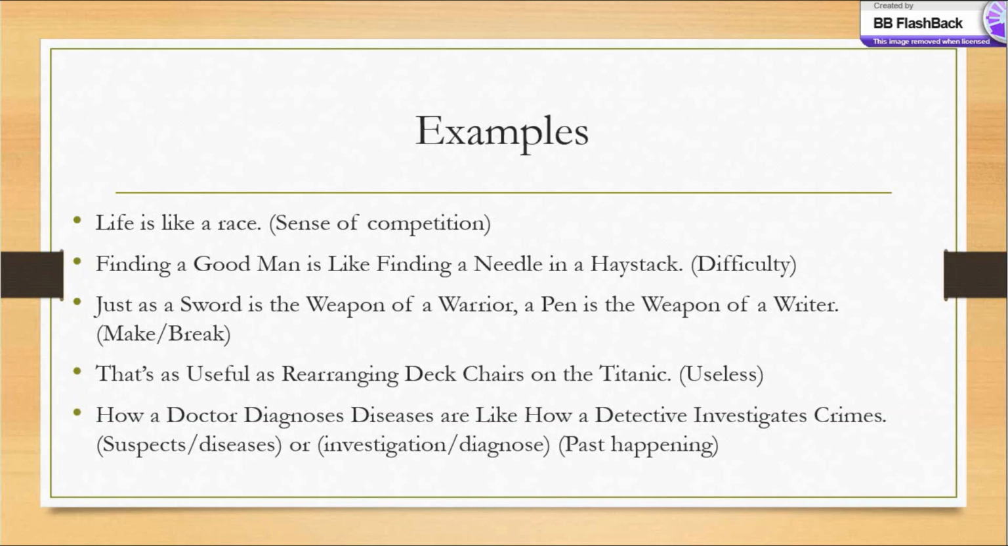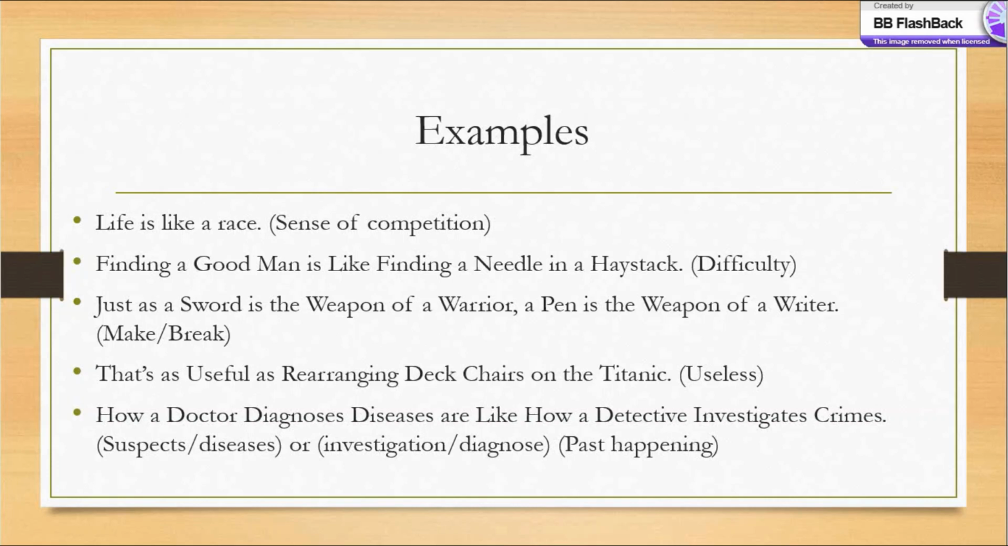Just as a sword is the weapon of a warrior, a pen is the weapon of a writer. So just like a sword, it can make things, it can break things. Similarly, the writer or the pen can make or break things. You can bring change with the help of a sword, or you can bring change with the help of a pen.